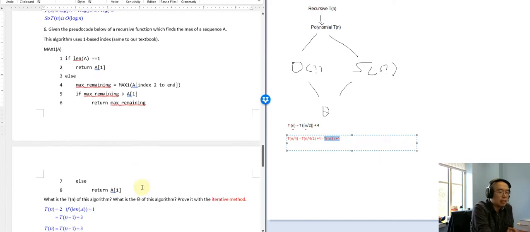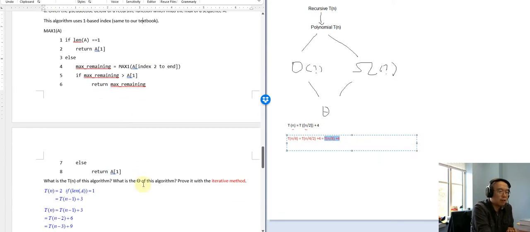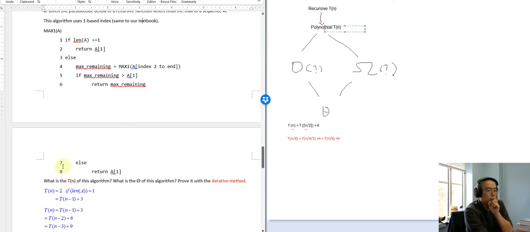For question 6, we start from a recursive algorithm, and we want to first try to convert the recursive Tn to a polynomial version of the Tn. Okay, and how do we do that? Let's first find the recursive version of the Tn. In the base case, we check line 1 and then we return line 2. So this means in the base case, the Tn will be a 2.